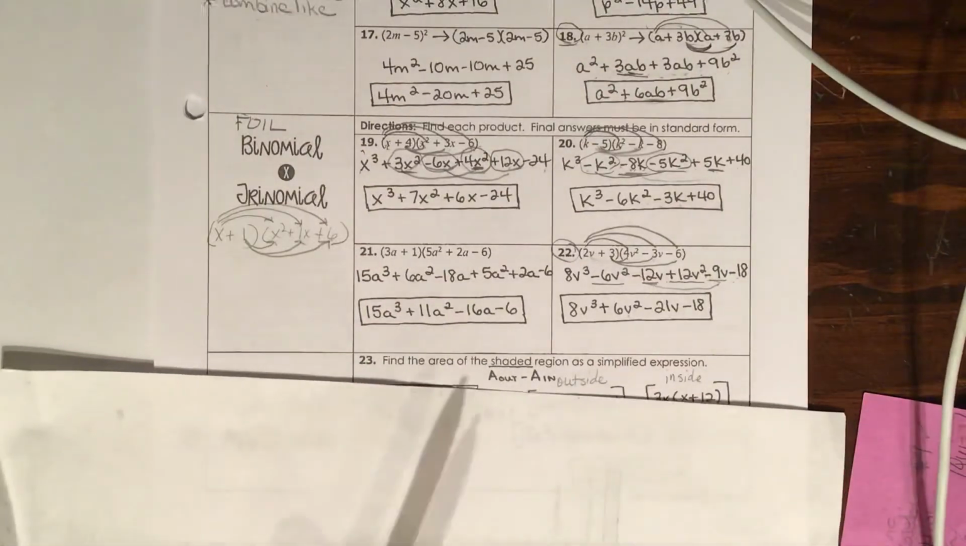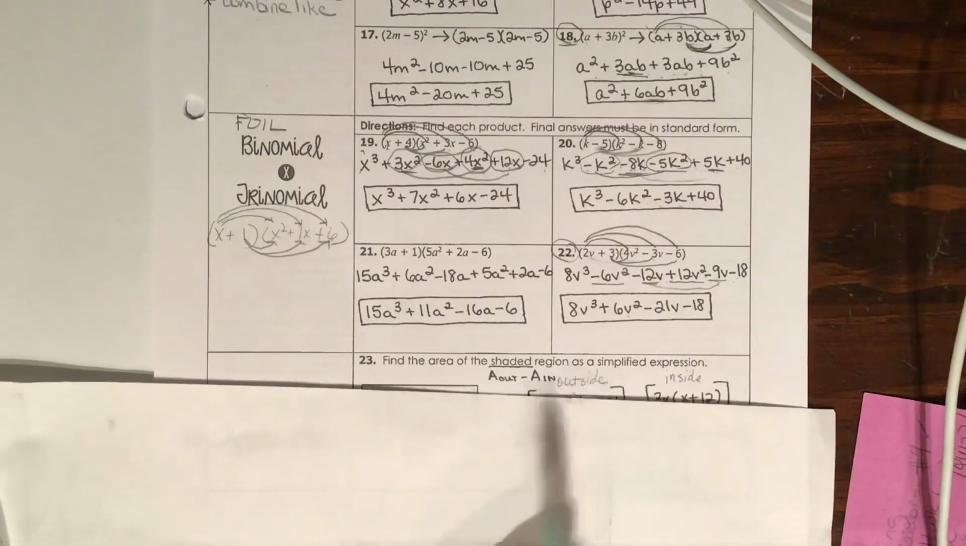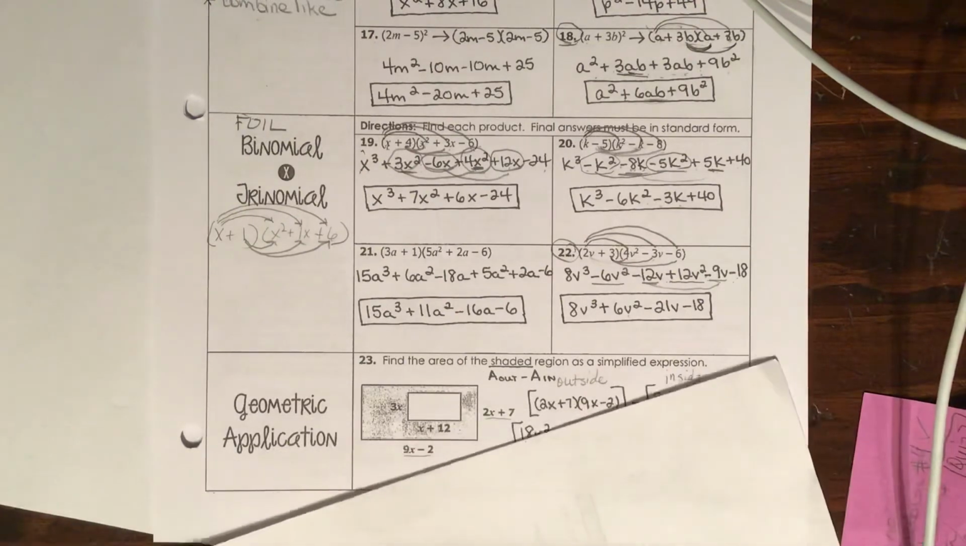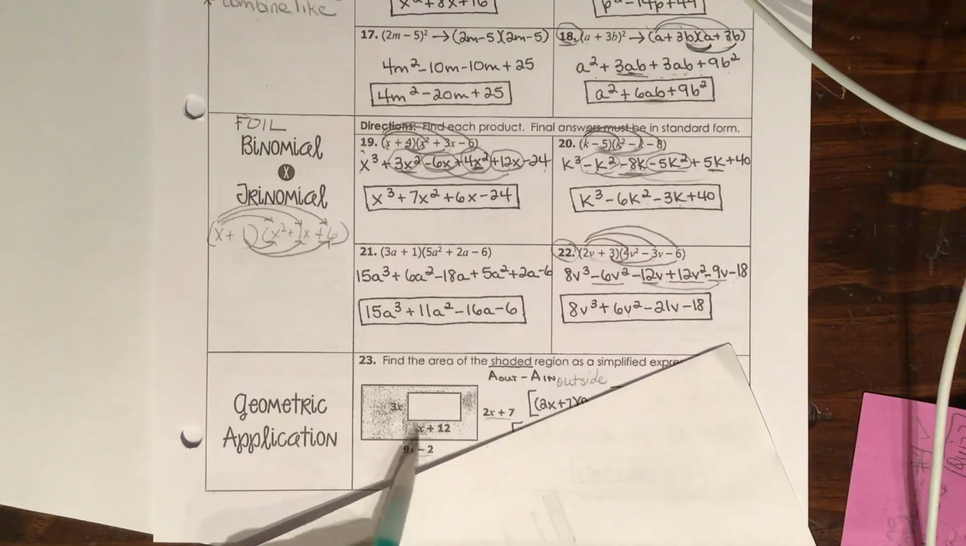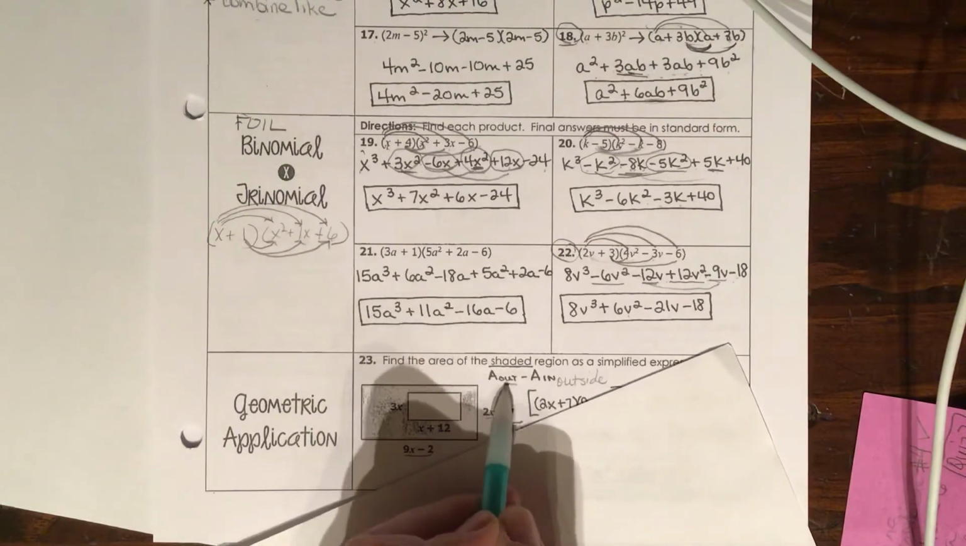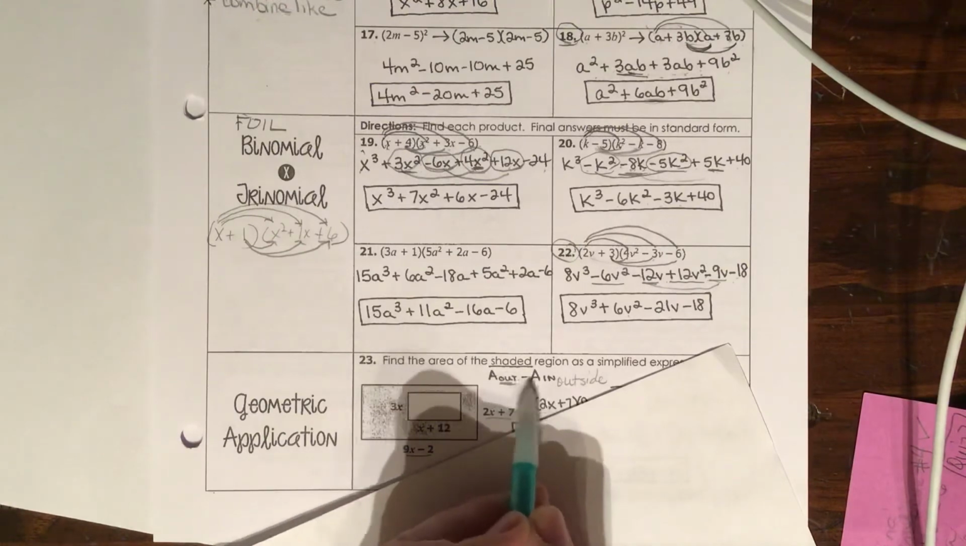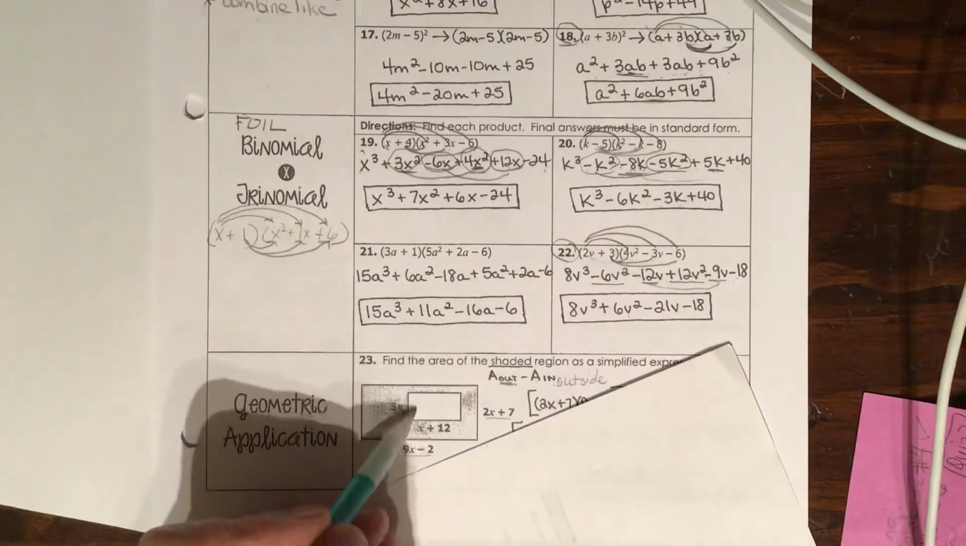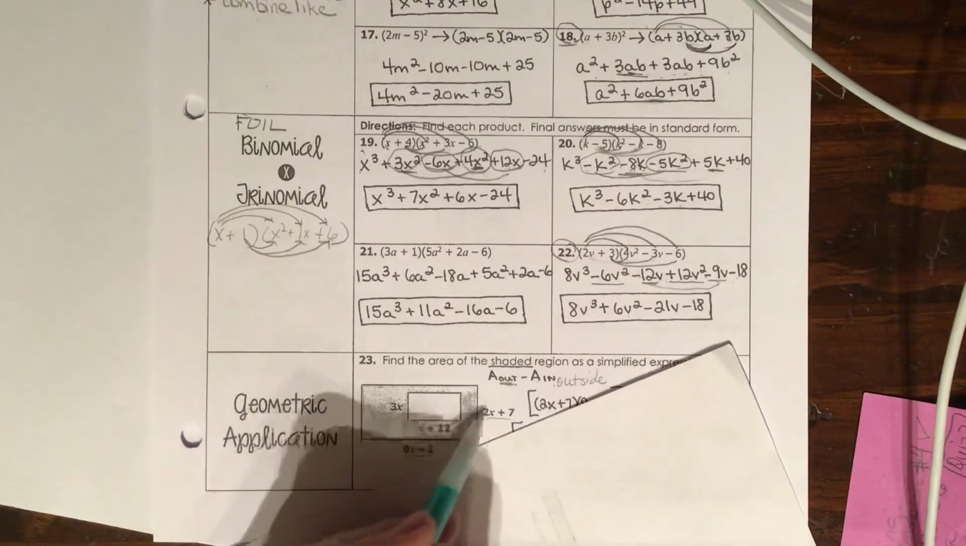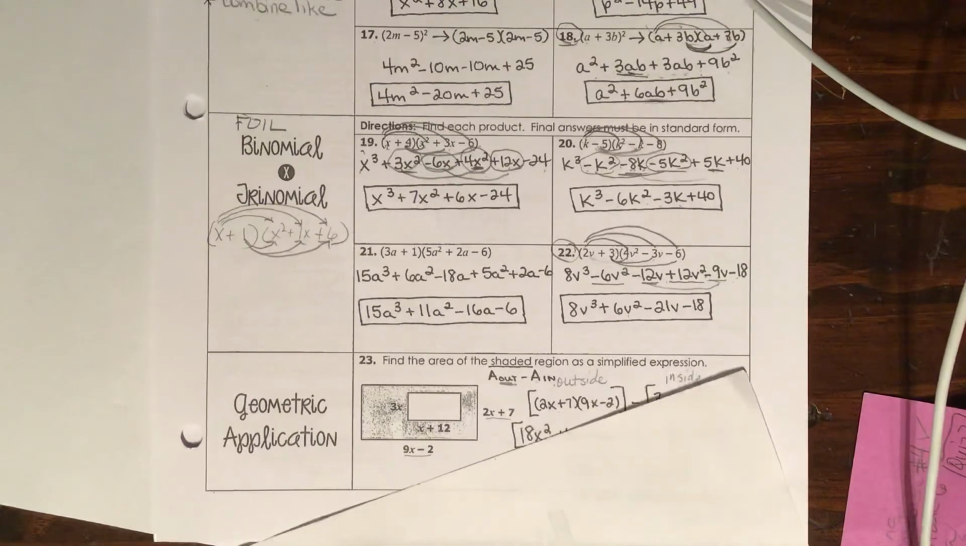Now how we could use this is find the area of the shaded region as a simplified expression, because you just are given expressions instead of numbers, and we've been working with these. Remember, it's the area of the outside minus the area of the inside. So you subtract. To find this shaded area, you take the whole area minus the little area, and it gives you what's left, the grassy area.